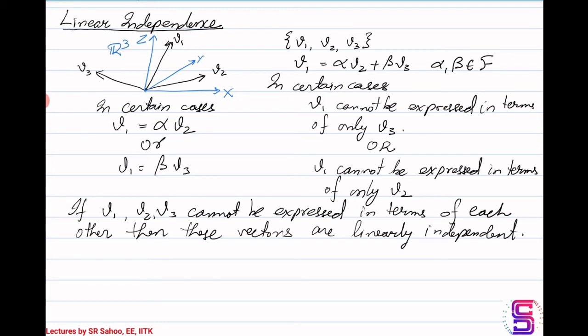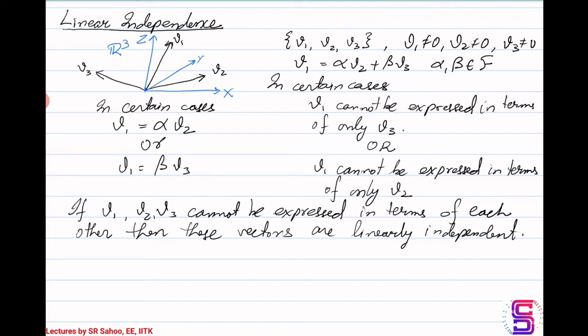independent. Please note that when we talk of linear independence of a set of vectors, we are assuming that all the vectors in the set are non-zero vectors. So I should say that v1 not equal to 0, v2 not equal to 0, and v3 not equal to 0. All the three vectors that we are considering here are non-zero. Then for linear independence, the set of vectors that we consider are always non-zero vectors. So if v1, v2, v3 cannot be expressed in terms of each other, then they comprise a set of linearly independent vectors.